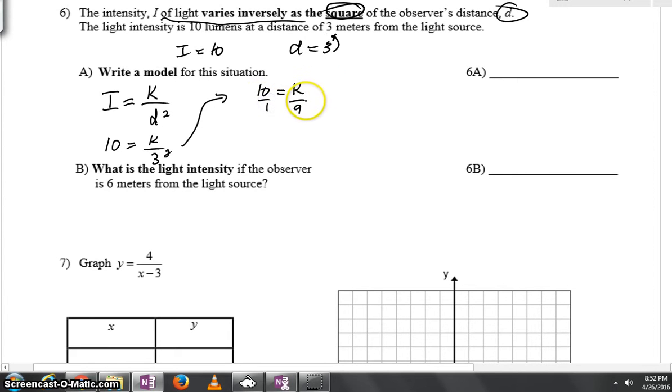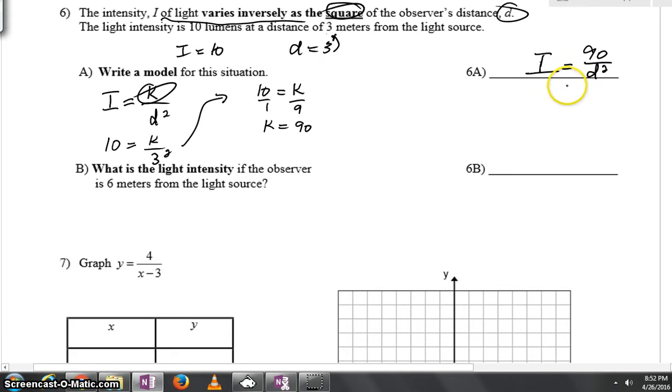You could cross multiply if you'd like. 1 times K is K. 10 times 9 is 90. But for the final answer, we need to put that K value back in. We'll have I is equal to 90 over D squared.